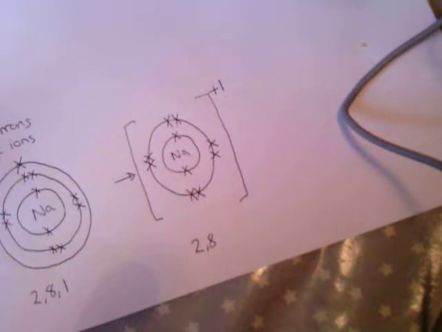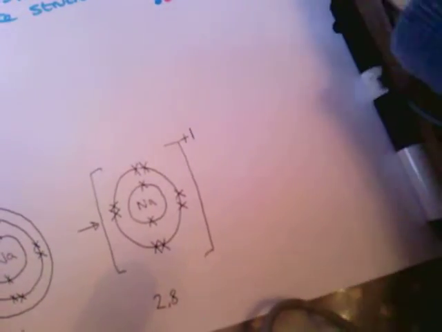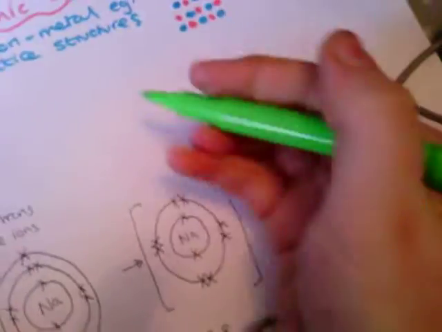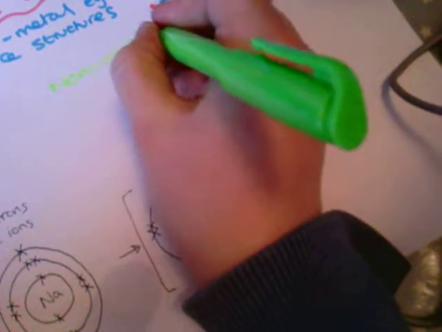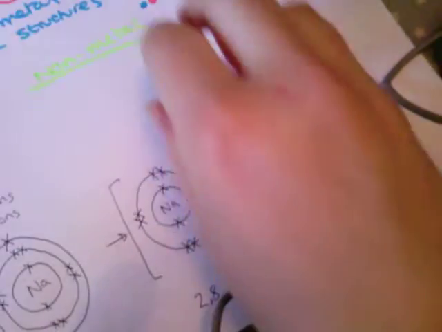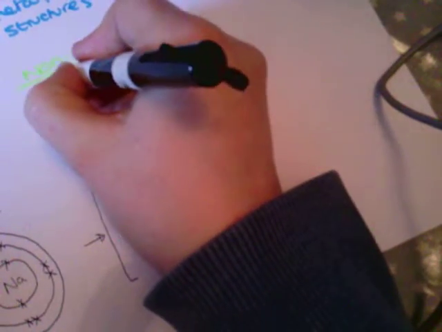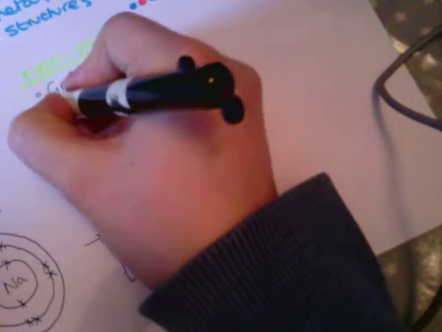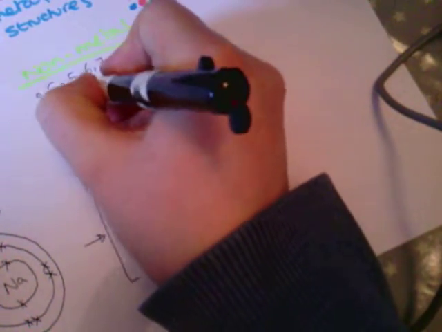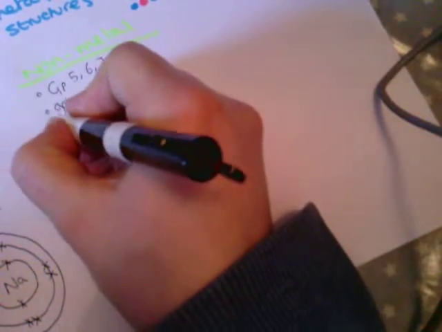Now let's look at the non-metal side. Right, I should have got a big bit of paper, but you get the idea. So non-metal, we're looking at groups 5, 6 or 7. They're going to gain electrons to form a full outer shell. So they form negative ions.